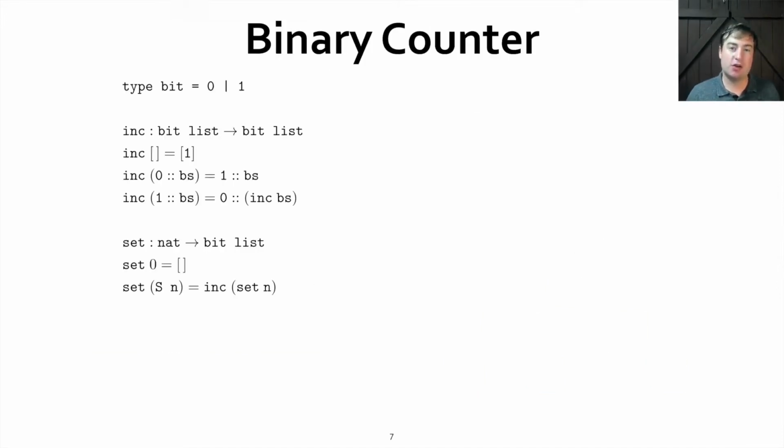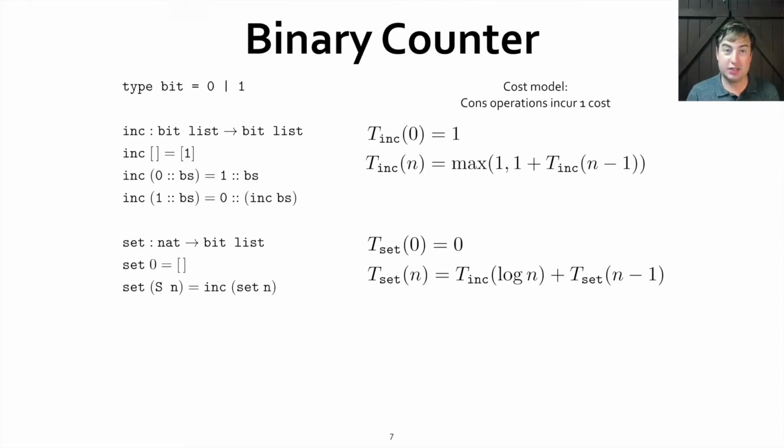So consider a binary number represented as a list of bits with the least significant bit at the head. We can define an increment function in the standard way. Note that if the least significant bit is 0, the increment is constant time, but if the least significant bit is 1, we have to make a recursive call down the tail. Then we can define a set function which just sets the counter to a natural number value by looping increment n times. So here are the recurrences that you'd expect to get from these functions using the informal method.